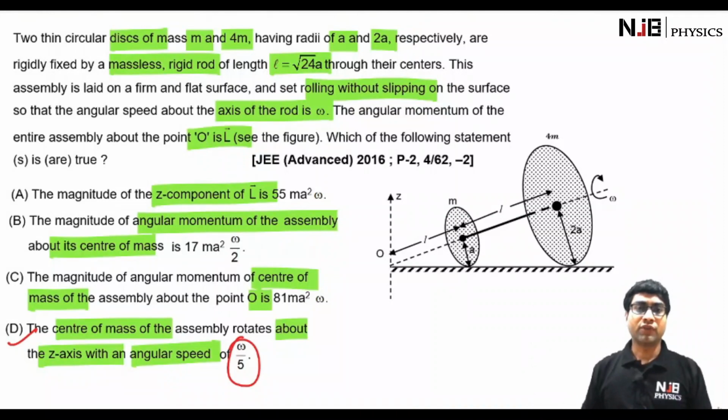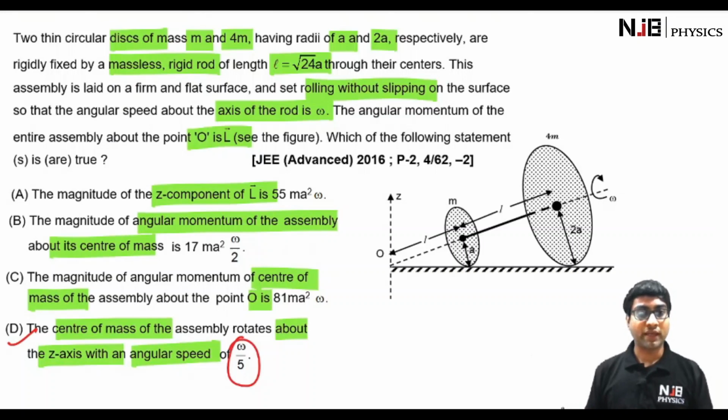Well, moving forward in this problem, now we have to find other things in this question. So primarily we just have to find three things. Number one is that we have to calculate angular momentum of the center of mass about the point O. Number two, we have to find angular momentum of this entire assembly about the center of mass. And number three, we have to find angular momentum of this entire assembly so that we can get its Z component, which they are asking in option A.